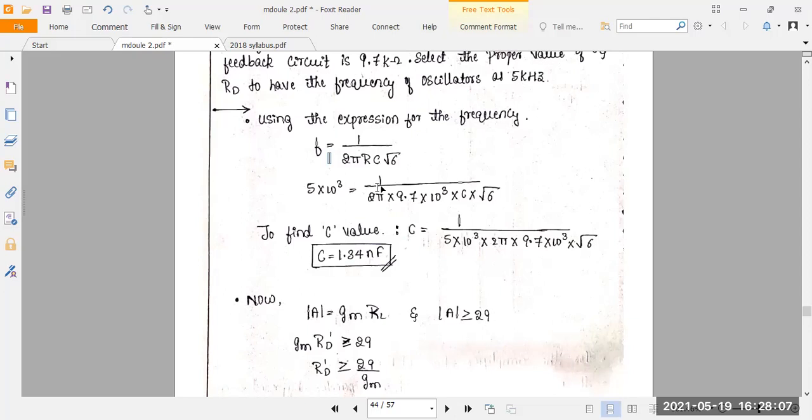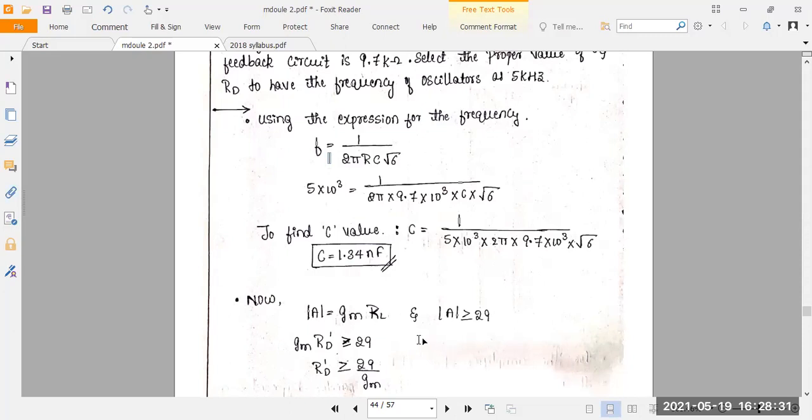Now for our RC phase shift oscillator, the condition is that the magnitude of A should be greater than 29. Then you only get an AC frequency. Understood? Otherwise you don't get any output frequency. So the condition is the magnitude of A should be greater than 29. This is the condition for the RC phase shift oscillator. From that we can get the output frequency, otherwise no.